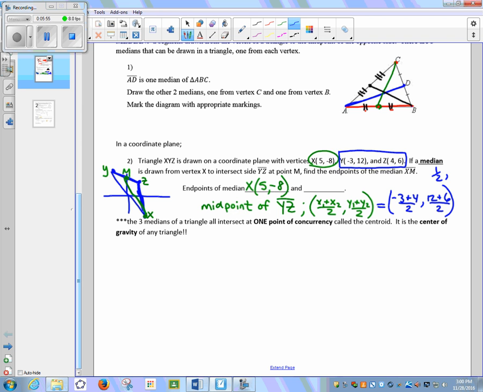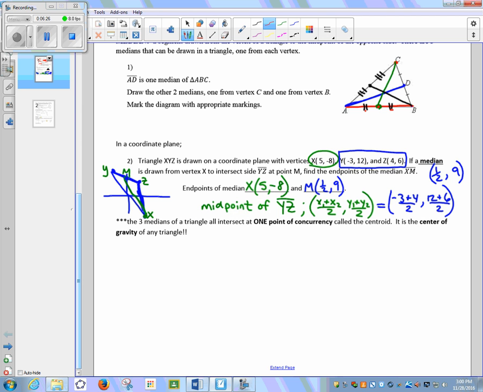And 12 plus 6 is 18, over 2 is 9. So the coordinates of point M are going to be (1/2, 9), which, you know, my picture is a little bit off, but that's where it would be. Okay, so that's just tying in the midpoint formula, which would be something you need with medians because a median goes from a vertex to the midpoint of the opposite side.